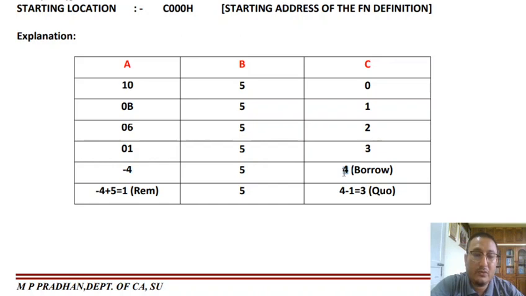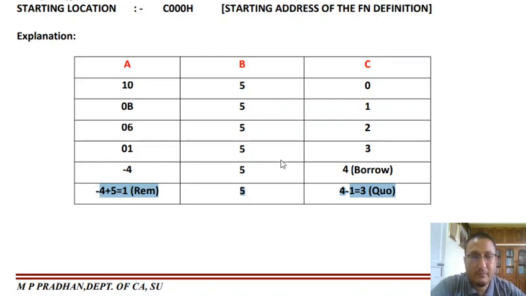Since the borrow flag is set, the subtraction process is to be stopped and the value of A and C is to be adjusted. Now A is -4, so -4 plus 5 is equal to 1. This will be the remainder, and 4 minus 1 is equal to 3. This will be the quotient. So we need to readjust the value of A and C.